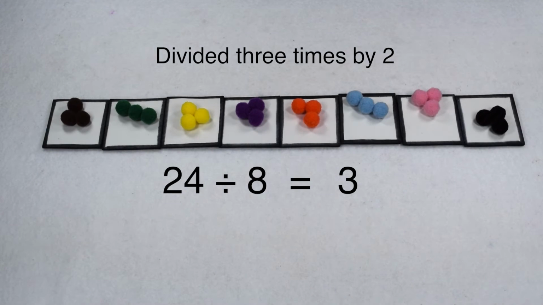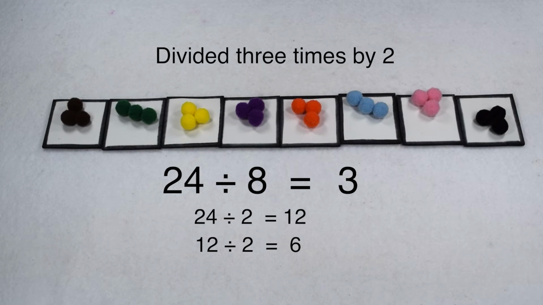Our dividend was 24. So first, we would divide 24 by 2, which gives us 12. That's a whole number, so let's go to our second trial. 12 divided by 2 gives us 6. That's a whole number, so let's go on to our third trial. 6 divided by 2 gives us 3, which is still a whole number. So since we were able to divide 24 by 2 3 times and still come out with a whole number, we know that 24, as we see, is divisible by 8 with no remainders.